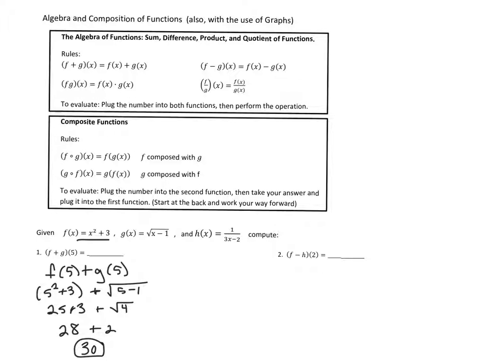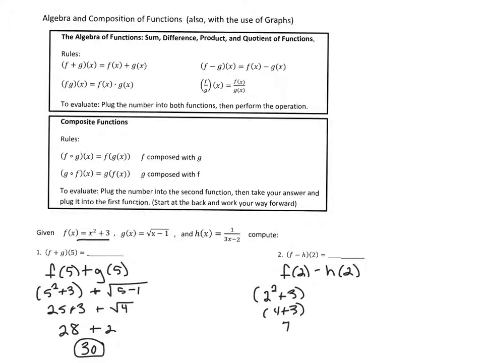So example 2 is very similar, except we are subtracting: f minus h of 2. So let's rewrite it: f of 2 minus h of 2. Let's first find f of 2. If we remember, f of x is x squared plus 3. Therefore, plugging 2 in, we get 2 squared plus 3. That gives us 4 plus 3, which is 7.